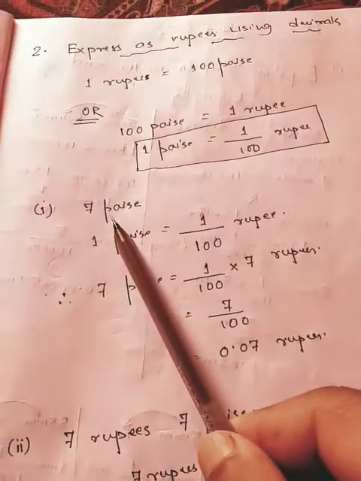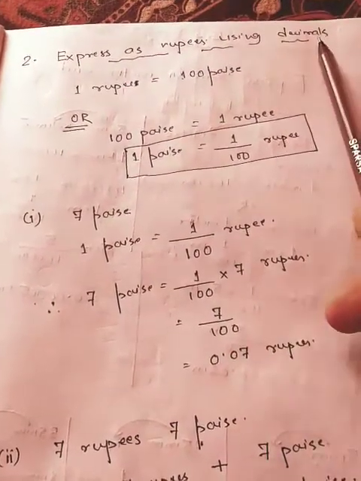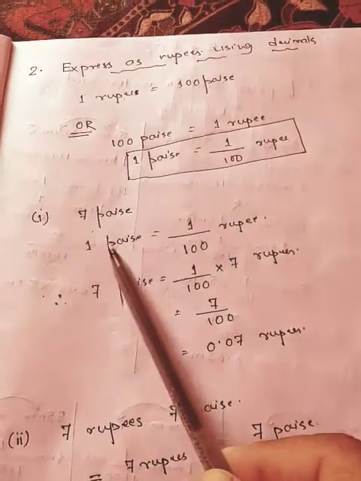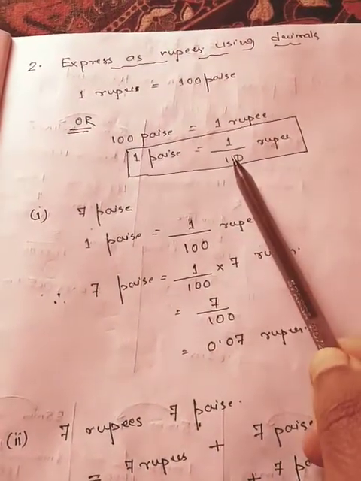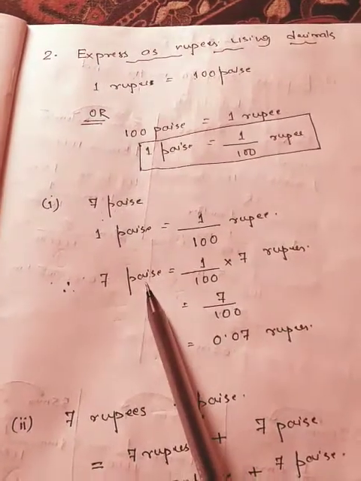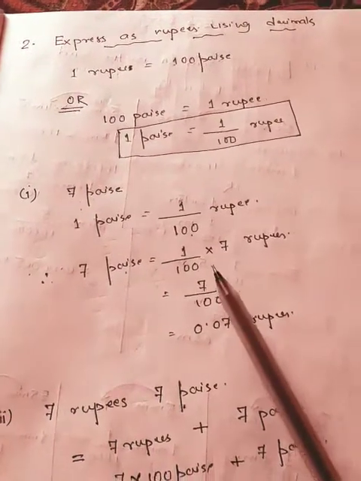Now let's get on with the first one. 7 paisa is given, so you have to convert the 7 paisa into the rupee form, and that also using decimals. Now how to do that? 1 paisa equals 1 by 100 rupees, as we have just learned. Now if 1 paisa is 1 by 100 rupees, so 7 paisa would be how much? 1 by 100 into 7 rupees, because it would be more. So it will be 7 by 100.